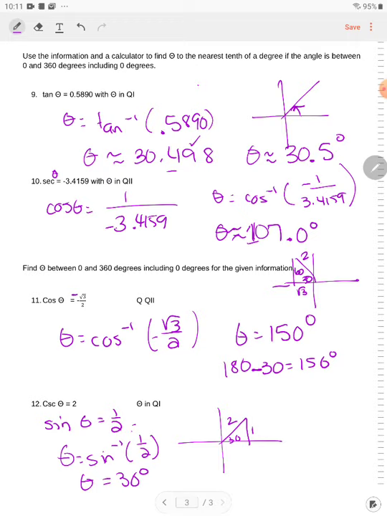So a lot of times, if we look at the special right triangles, we can actually get values without using the calculator. I'm just going to double check on the calculator here, and I get 30 degrees.